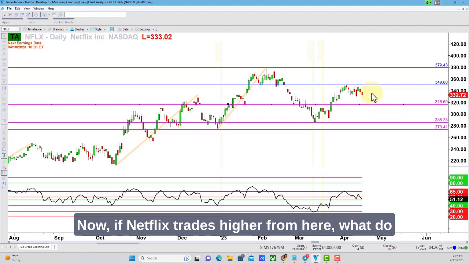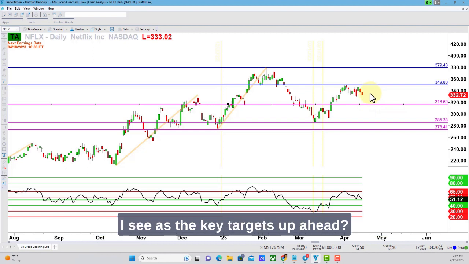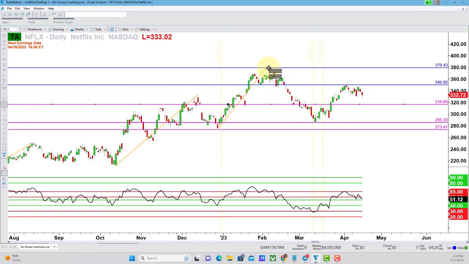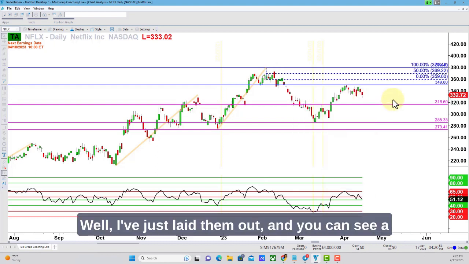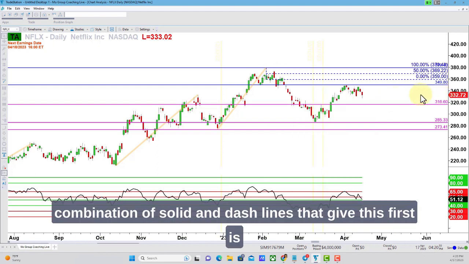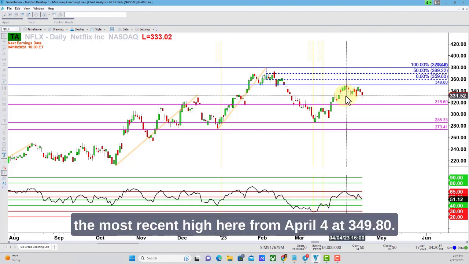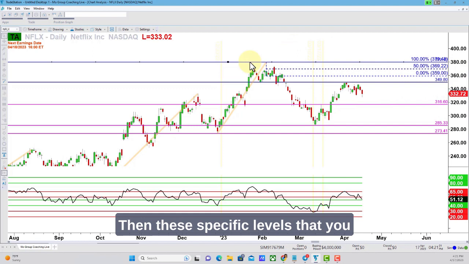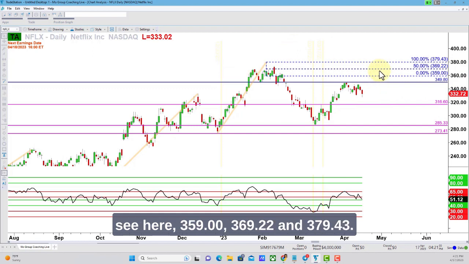Now, if Netflix trades higher from here, what do I see as the key targets up ahead? Well, I've just laid them out, and you can see a combination of solid and dashed lines that give this. First is the most recent high here from April 4th at 349.80. Then these specific levels that you see here, 359, 369.22, and 379.43.